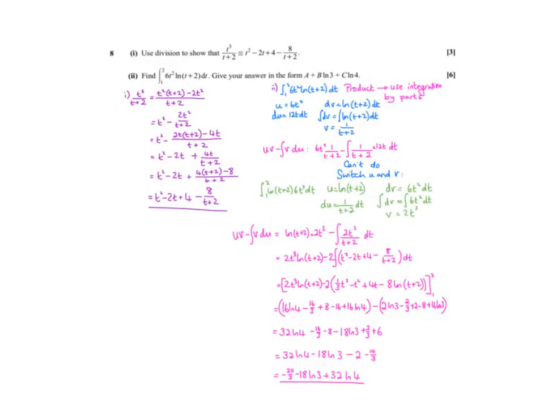Now this question needs to be done with an awful lot of care. First of all, using division to do this. So I write down my quotient, my fraction, and I say, well, I want to have a t plus 2 at the top so I can do some dividing. So t cubed is t squared times t add 2. I've chosen t add 2 because it's the same as the denominator.